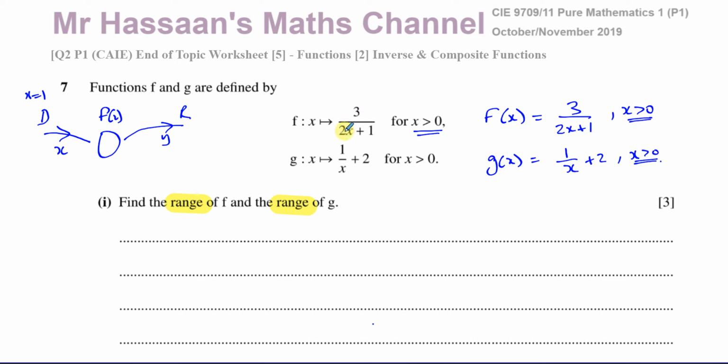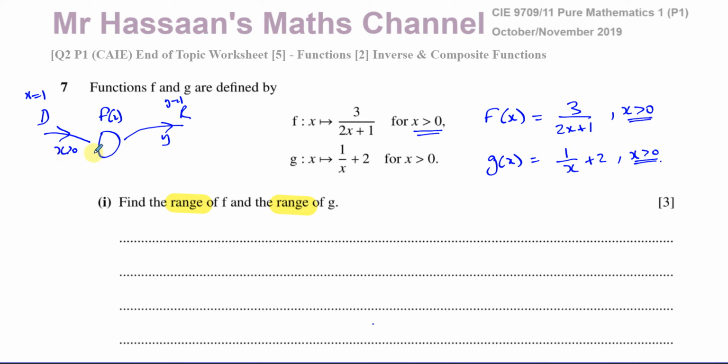You're going to get 3 over 3, which is also going to be 1. So when x equals 1, y would be 1. That would be the domain, and that would be the range. There would only be one value that comes out. But here we have a whole range of values from greater than 0 all the way to infinity. That's what can go in.